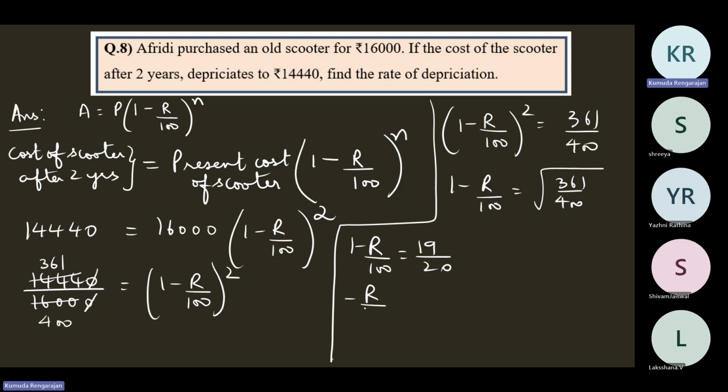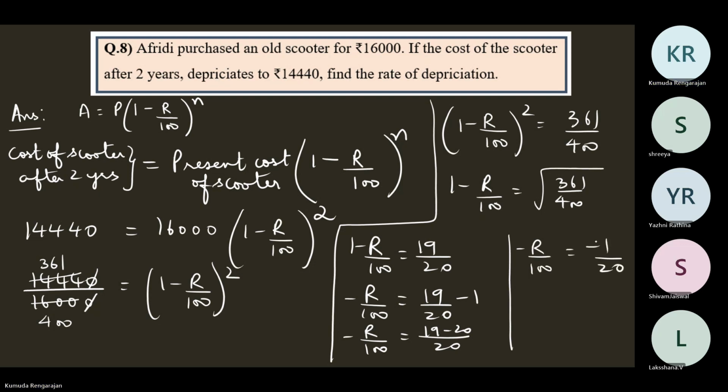So minus r by 100 is equal to 19 by 20 minus 1. So minus r by 100 is equal to, 20 is a common denominator, 19 minus 20, which is minus 1 by 20. So minus 1 either side gets cancelled. R is equal to 1 by 20 into 100. 100 here in the denominator goes to the other side in the numerator. So R is equal to 5%.